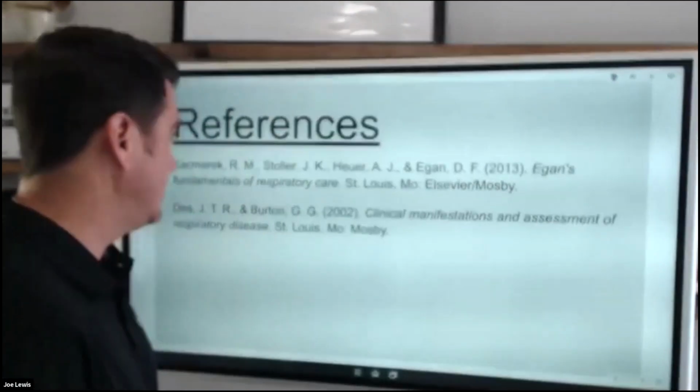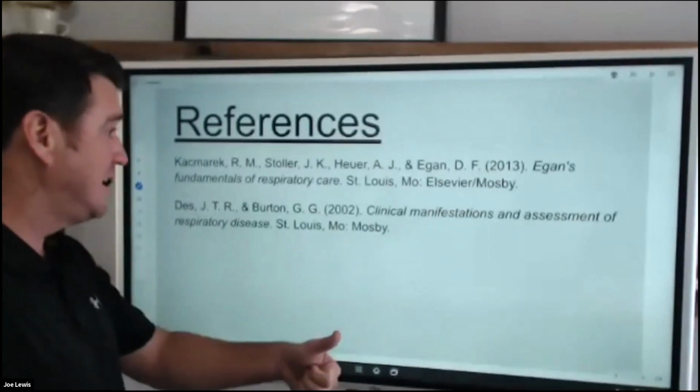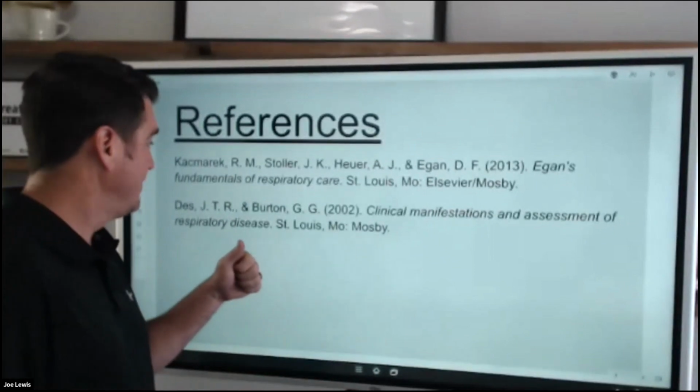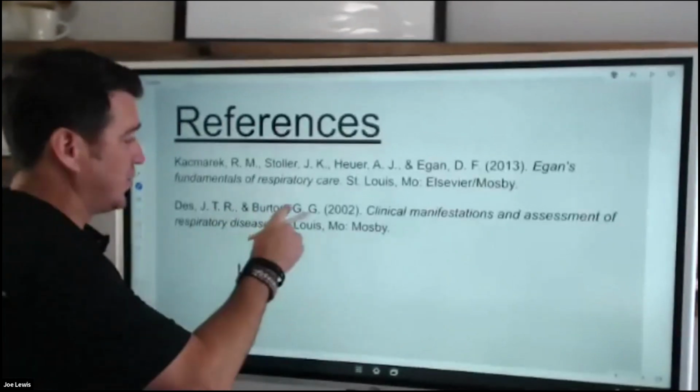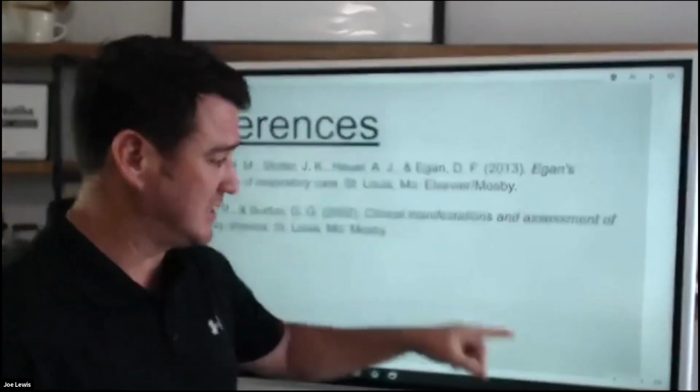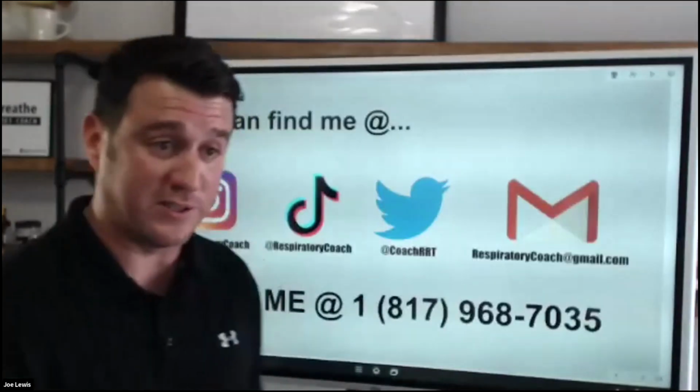All of this information comes out of, in part, Egan's, but also comes out of Desjardins' Clinical Manifestations and Assessment of Respiratory Disease. These are the two books that this information comes out of if you're interested in those references.